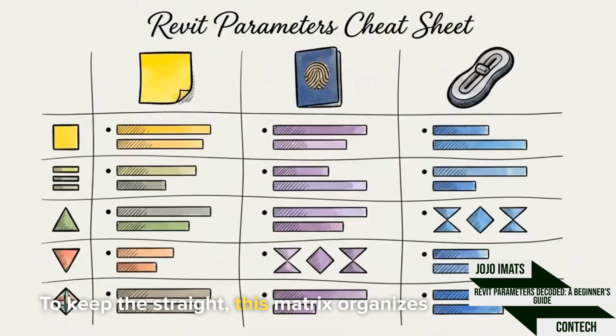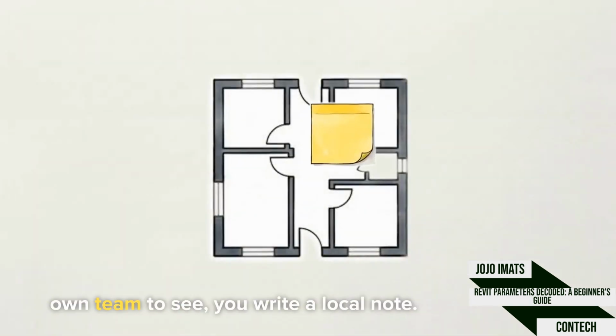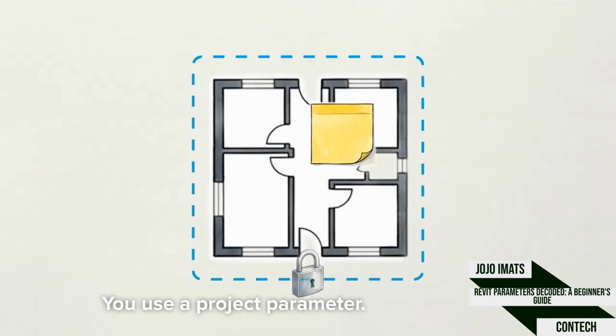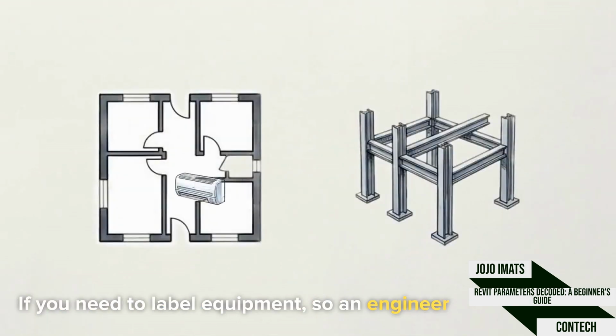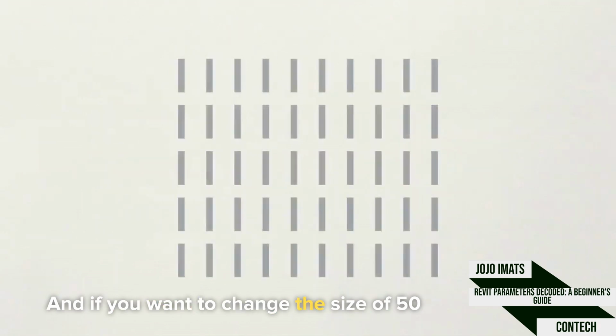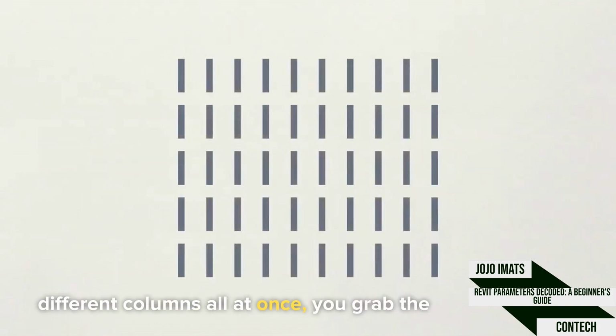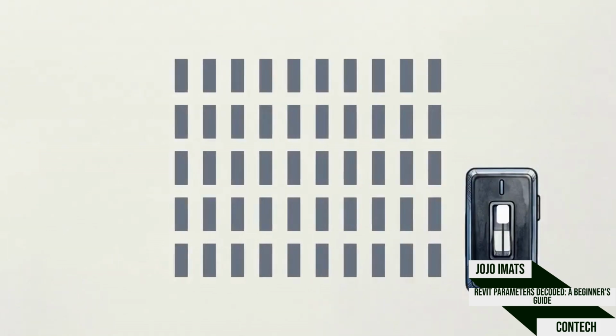To keep this straight, this matrix organizes these 3 physical analogies, the sticky note, the passport, and the master remote, into one simple framework. If you need to list room finishes just for your own team to see, you write a local note. You use a project parameter. If you need to label equipment so an engineer can read it in their own model, you need a passport. You use a shared parameter. And if you want to change the size of 50 different columns all at once, you grab the remote. You use a global parameter.